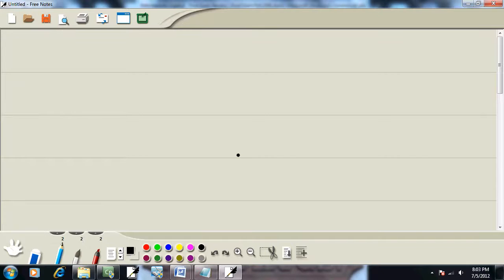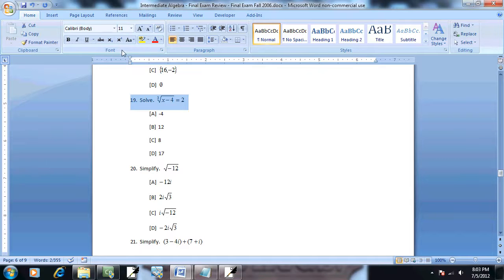So let's look at this problem. Now, first thing I want to mention before we actually dive into this problem is that if I have something that looks like this, whatever number's in this little slot right here, that's called your index. In this case, I put a 5 in there, so our index would be 5. If you have a square root, for example, then your index is going to be 2 by default. So let's work this problem.